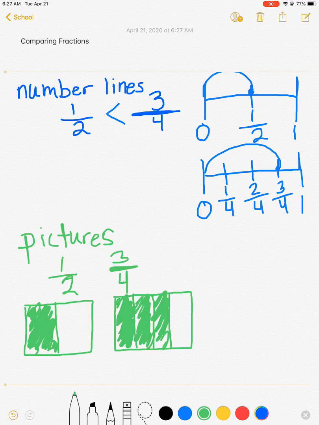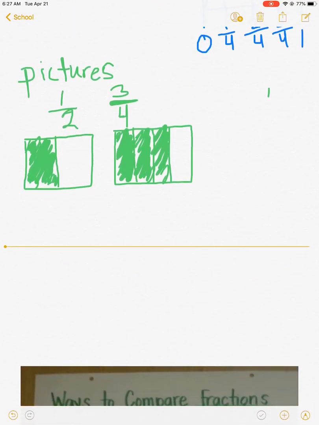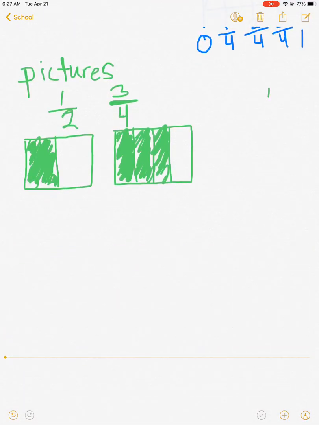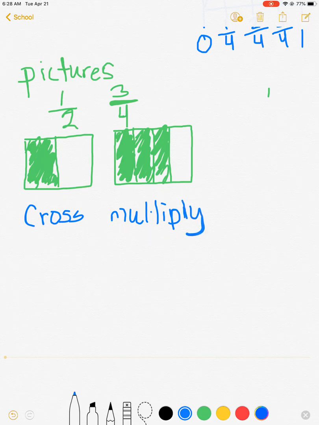So now we've used number lines, we've used pictures. What's one more way that we could compare fractions? Another strategy. What about cross multiplying? We can cross multiply to compare the values of fractions.